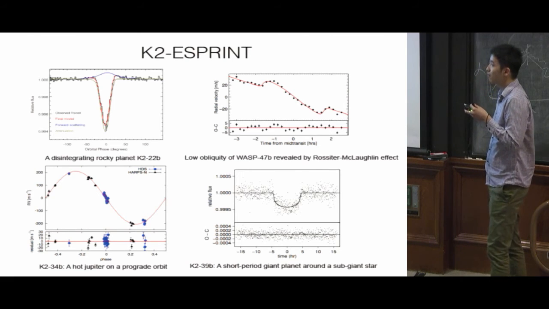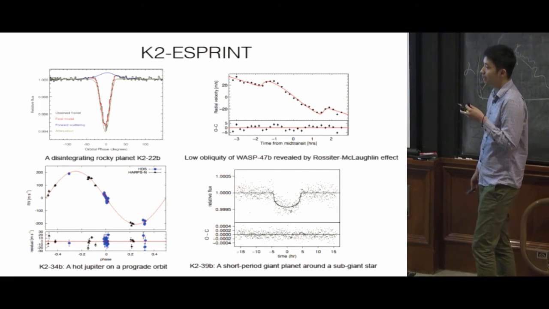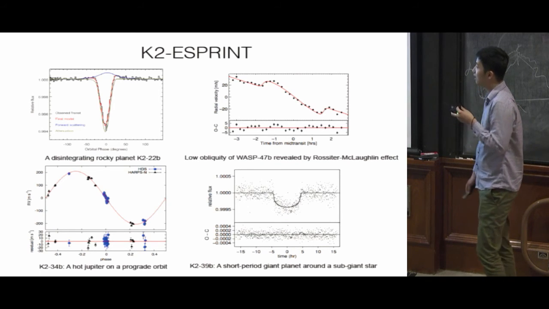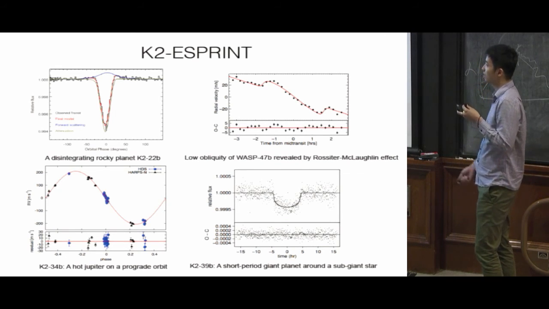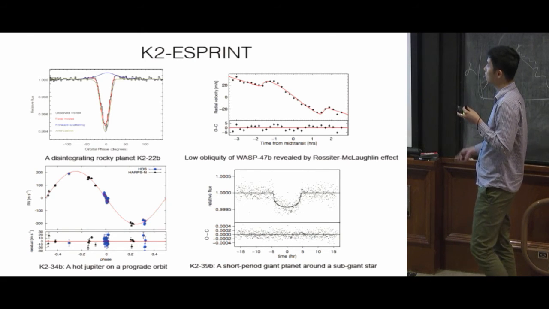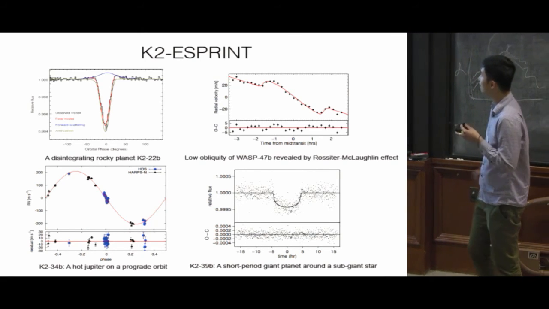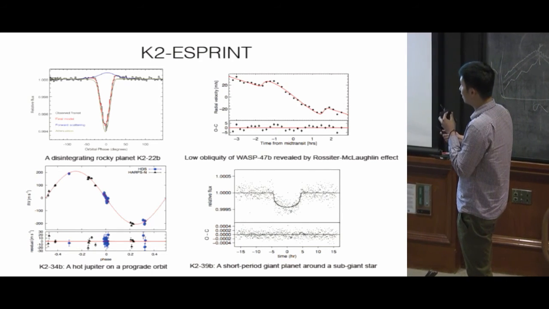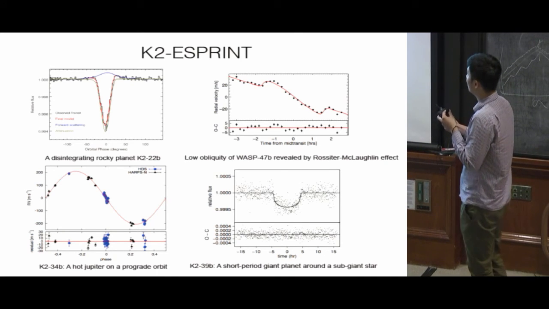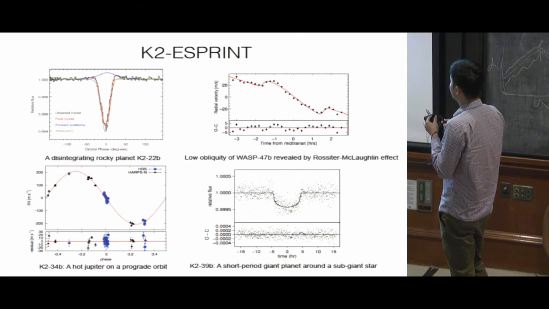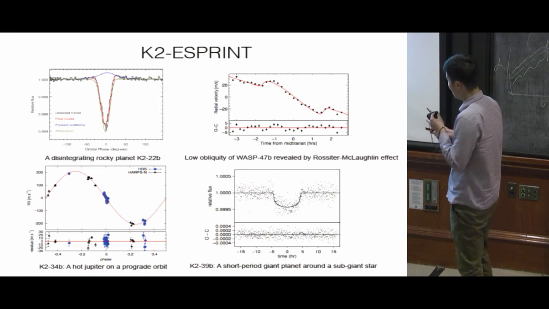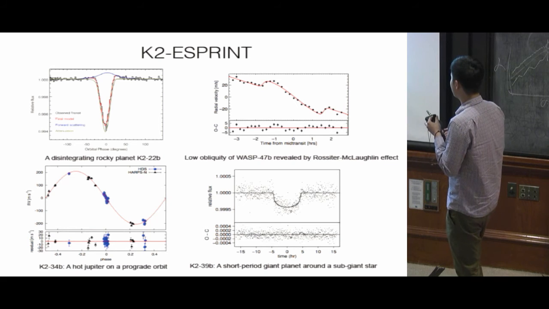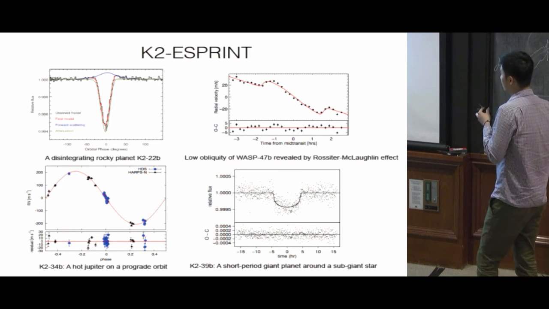Our coordinated follow-up efforts include RV mass measurements, AO imaging, photometric follow-up, and obliquity measurements. To name a few facilities we use, we have time on HARPS North, Subaru, and Magellan Telescope. Our results so far include K2-22b, which is a disintegrating rocky planet, the measurement of low obliquity of WASP-47b, K2-34b, which is a hot Jupiter on a prograde orbit, and K2-39b, which is a giant planet around a subgiant star.